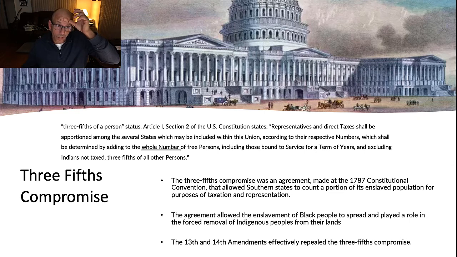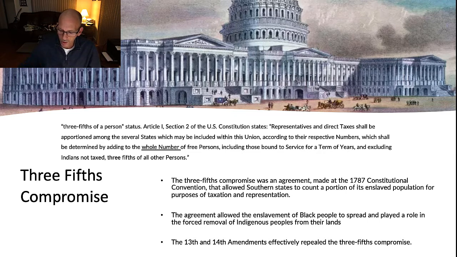Now, the Three-Fifths Compromise. So from the Constitution, this is written in Article 1, Section 2. Article 1, Section 2 of the U.S. Constitution states, representatives and direct taxes shall be apportioned among the several states which may be included within this union, according to their respective numbers, which shall be determined by adding the whole number of free persons, including those bound to service for a term of years, and excluding Indians not taxed. Three-fifths of all other persons shall count.